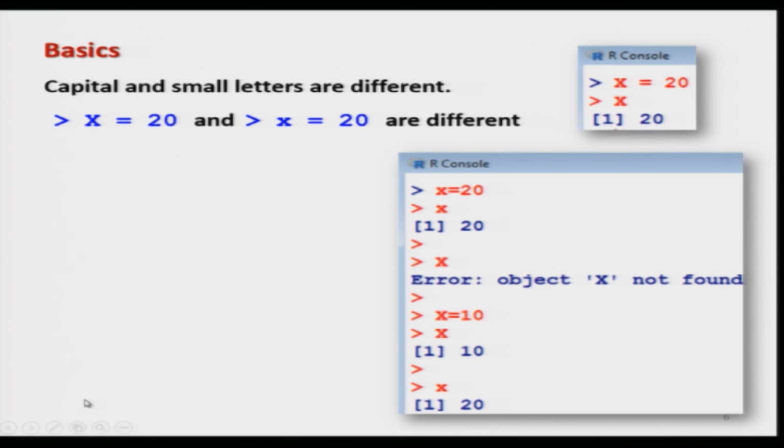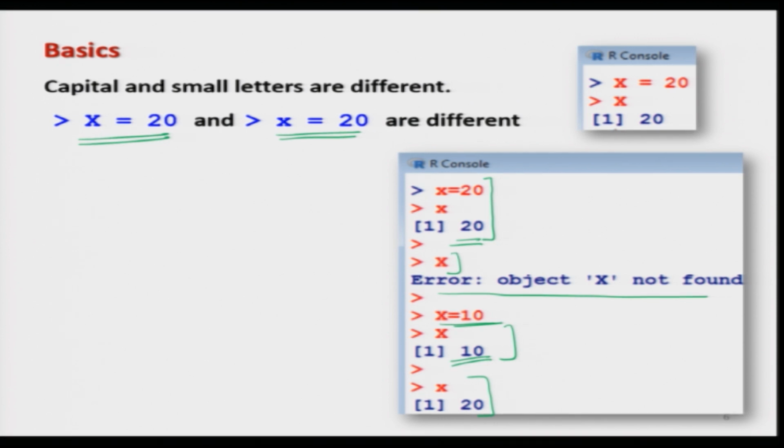Now, R is case sensitive. There is a difference between small letter alphabets and capital letter alphabets, or say lowercase and uppercase alphabets in English. For example, if I write capital X equal to 20 and small x equal to 20, then these two are different things. For example, on this screenshot, I am giving a small x equal to 20, and it is giving me the value 20, but there is no capital X. So, as soon as I try to see the value of capital X, it says object X is not found. But if I give capital X equal to 10, and then try to see capital X, it will give me the value 10, and this small x will give me the value 20.